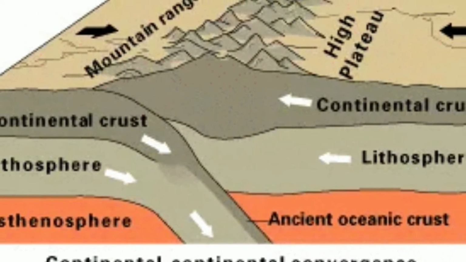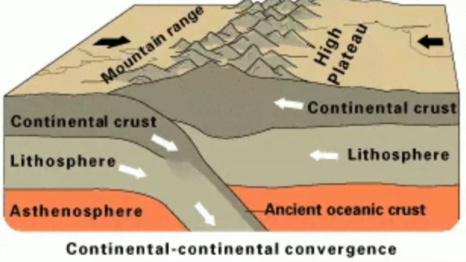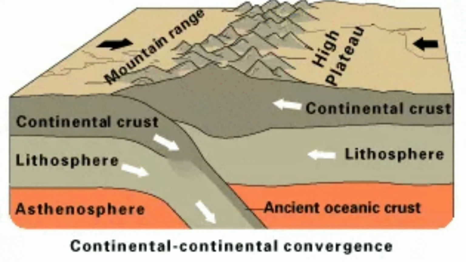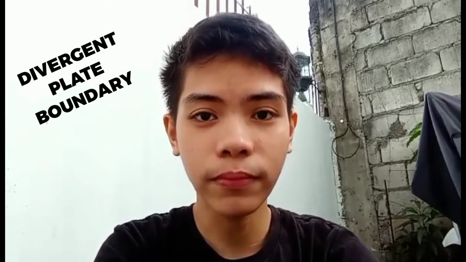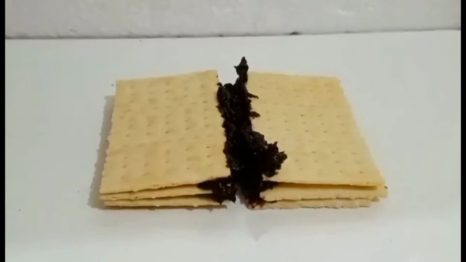And continental to continental convergent boundaries are often characterized by mountain building events, such as in the Caledonian Orogeny, which brought the British Isles together. The second type of plate boundary is the divergent plate boundary. It is also known as the constructive boundary, a linear feature that exists between two tectonic plates that are moving away from each other.